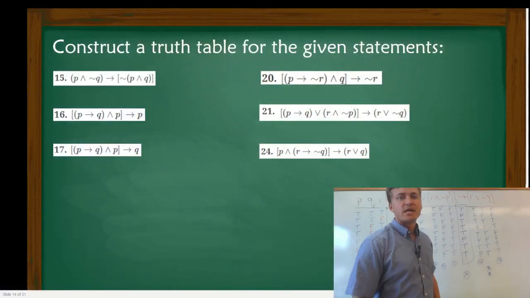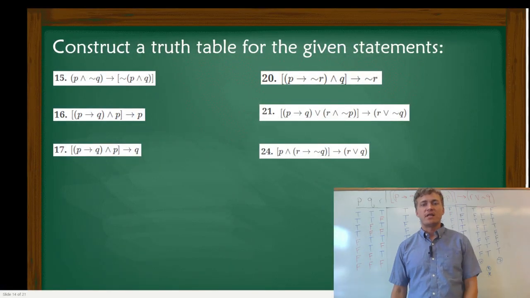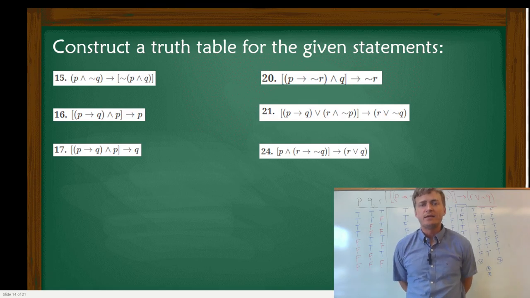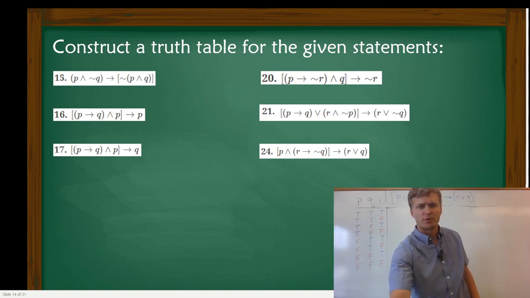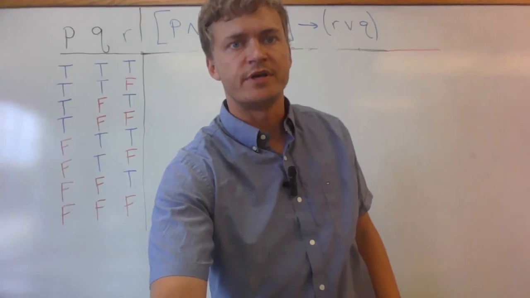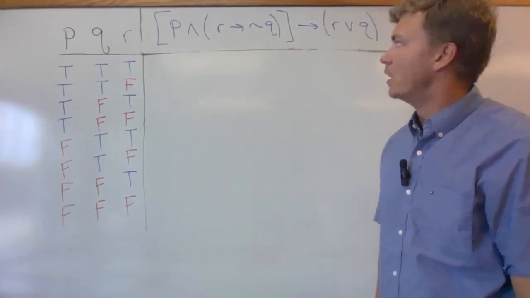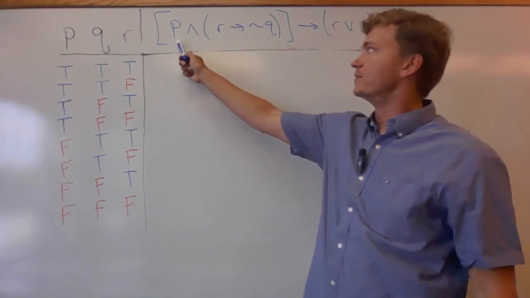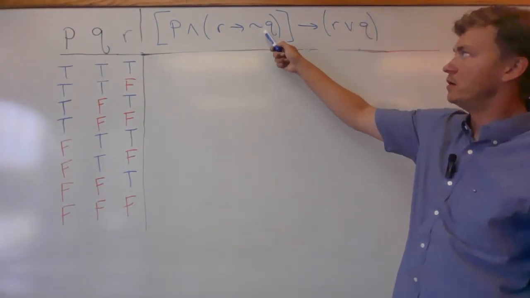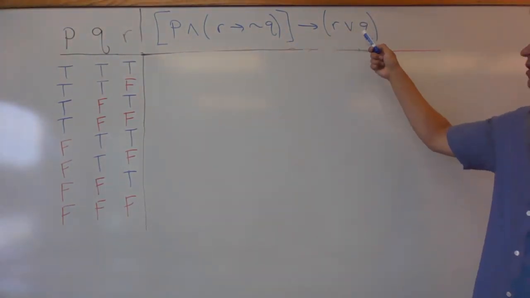And we'll look at one more example here for the following PowerPoint slide. We have P and R implies not Q, which will imply R or Q. I'll give you a moment there to write this down, and we will begin constructing our truth table. So we see here for number 24, go to the full screen here. Not looking to skip any steps on this one, so I'm going to go ahead and write out our columns for P, R, not Q, R, Q.